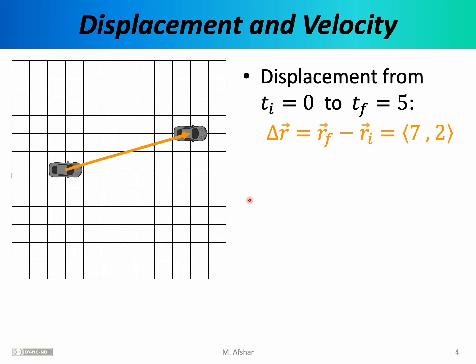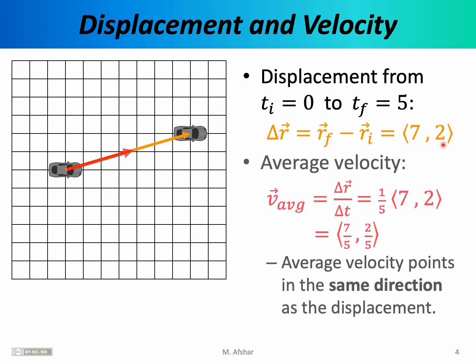The fact that the displacement vector is independent of the coordinate system is important to us because it allows us to define other motion variables such as velocity and acceleration. Once again, consider this scenario of a vehicle, a car, driving from some initial position to some final position over a 5-second interval. Its displacement vector, this orange arrow, is 7, 2.